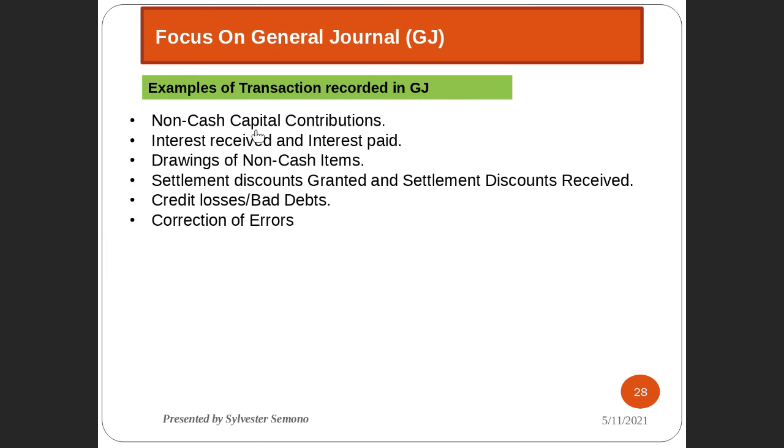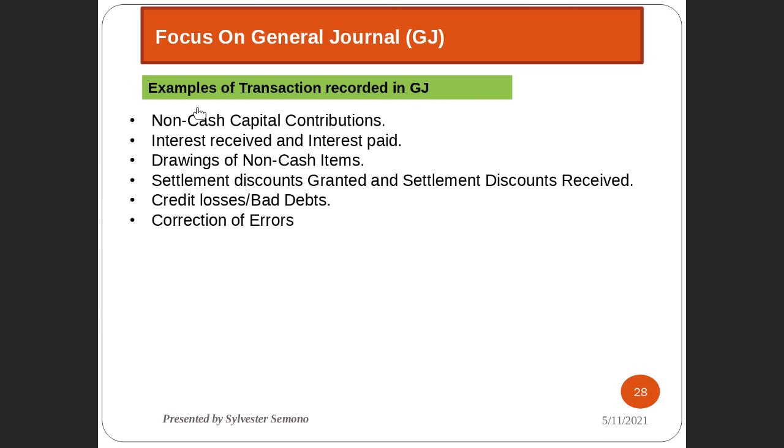You know that capital can come in various ways. It can either be in the form of cash or in any other form. For example, capital can come in the form of a fixed asset, like land and building, vehicles, equipment, etc.